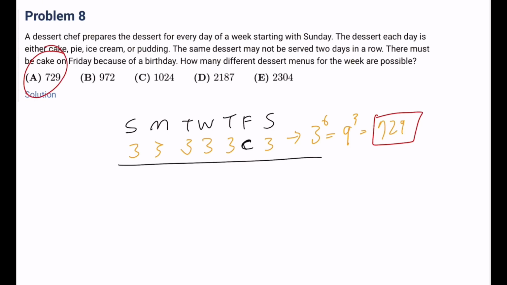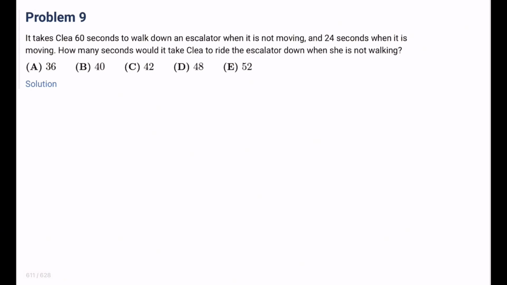It's A. Number 9, it takes Clee 60 seconds to walk down an escalator when it is not moving, and 24 seconds when it is moving. How many seconds would it take Clee to ride the escalator down when she is not walking?